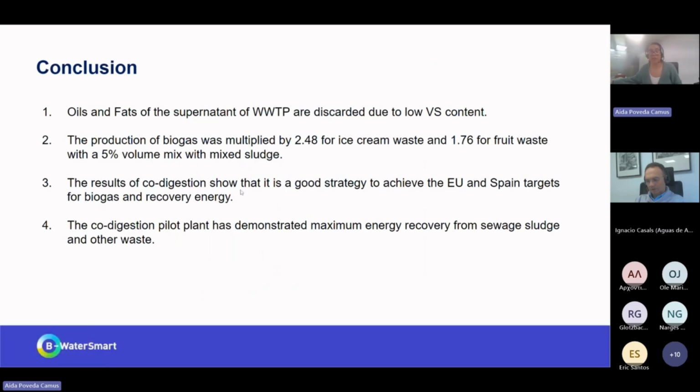And to conclude this training, we can say that this experiment was a success, proving co-digestion as a good strategy for the recovery of electrical energy. Also, it gave us a new appreciation of wastes, such as ice cream or fruit and vegetables, which could improve the process of obtaining biogas.